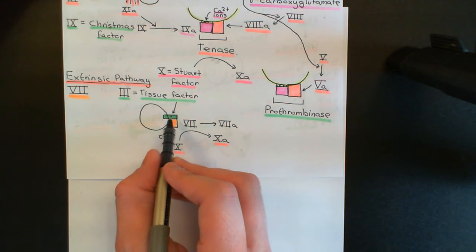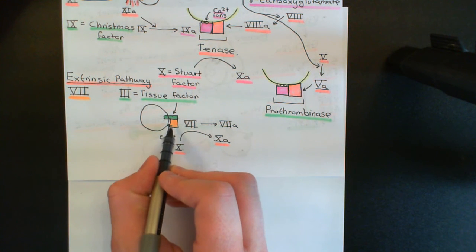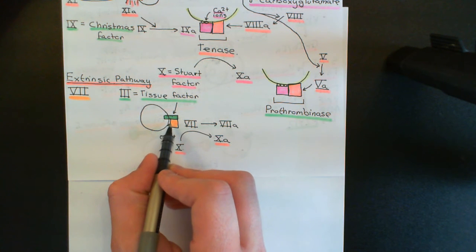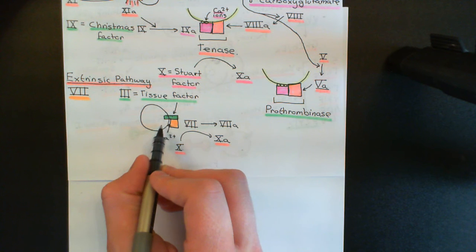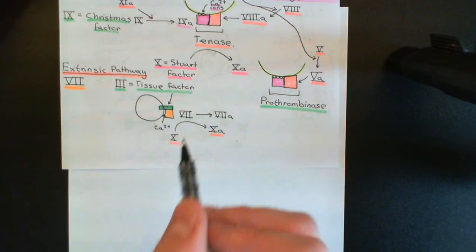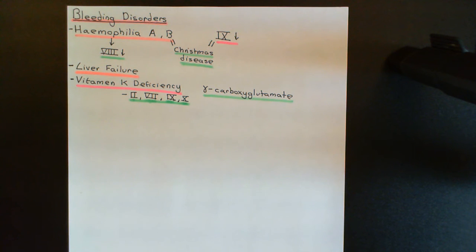And finally here, when 7 bound to tissue factor and formed this complex to convert itself into 7A, it also had calcium ions binding to gamma carboxyglutamate residues, which were then also binding to the phospholipids on the surface of our tissue cell here. So all of these coagulation factors contain this special amino acid, gamma carboxyglutamate, and it's really important for binding to calcium ions, which then also bind to phospholipids, and therefore forming these complexes on the surface of cell membranes.